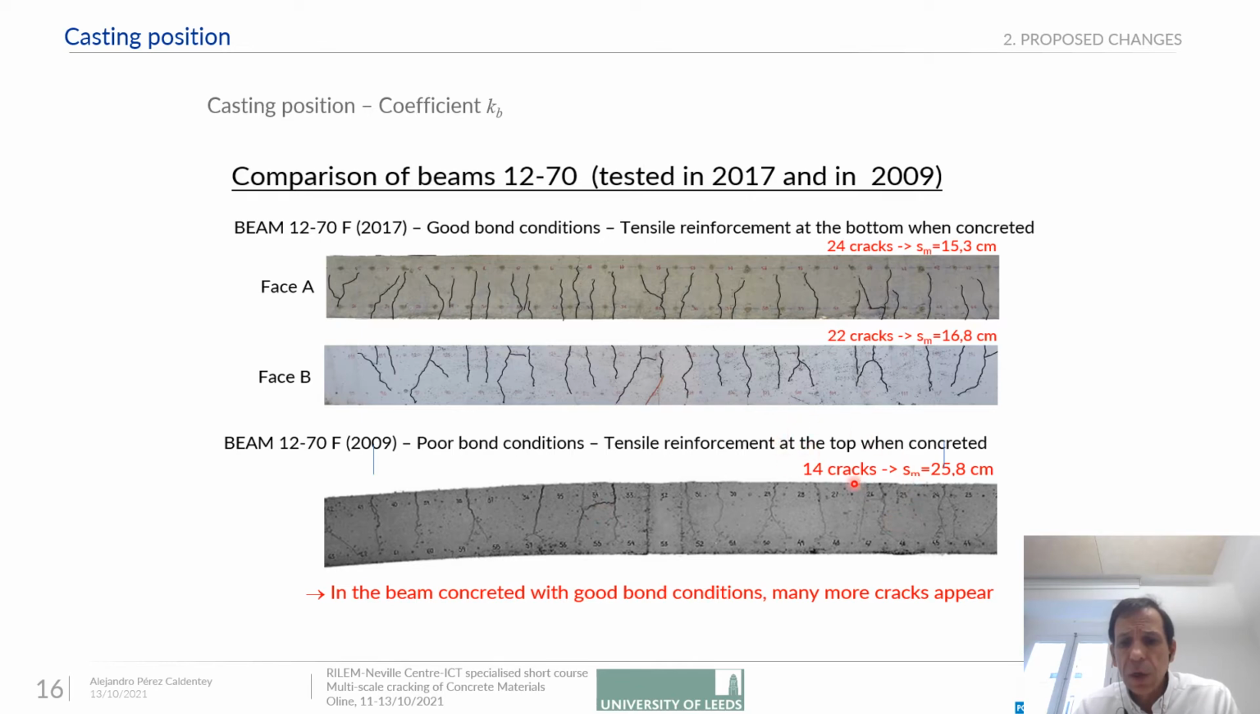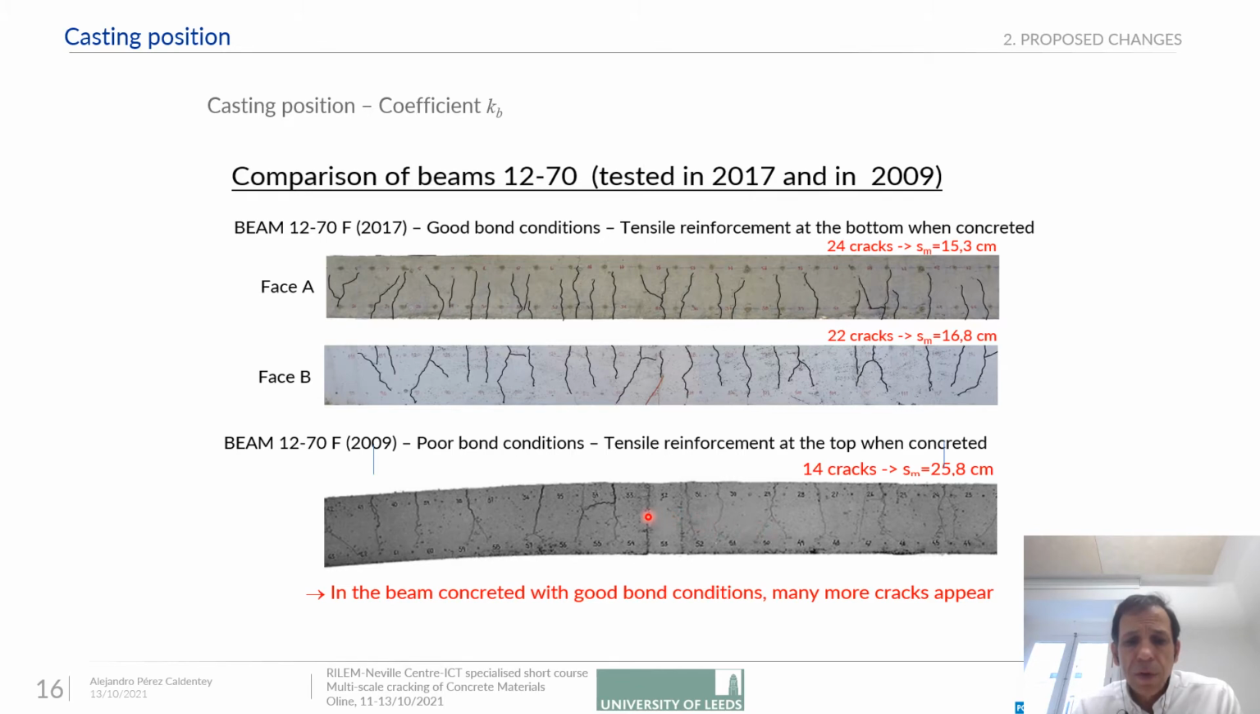We had only 14 cracks spaced almost 26 centimeters, whereas in the new test we did in 2017, we had between 24 and 22 cracks, depending on the face we were looking at. And we had a crack spacing between 15 and 17 centimeters. So the behavior was extremely different, and we were puzzling over these results for quite a long time.